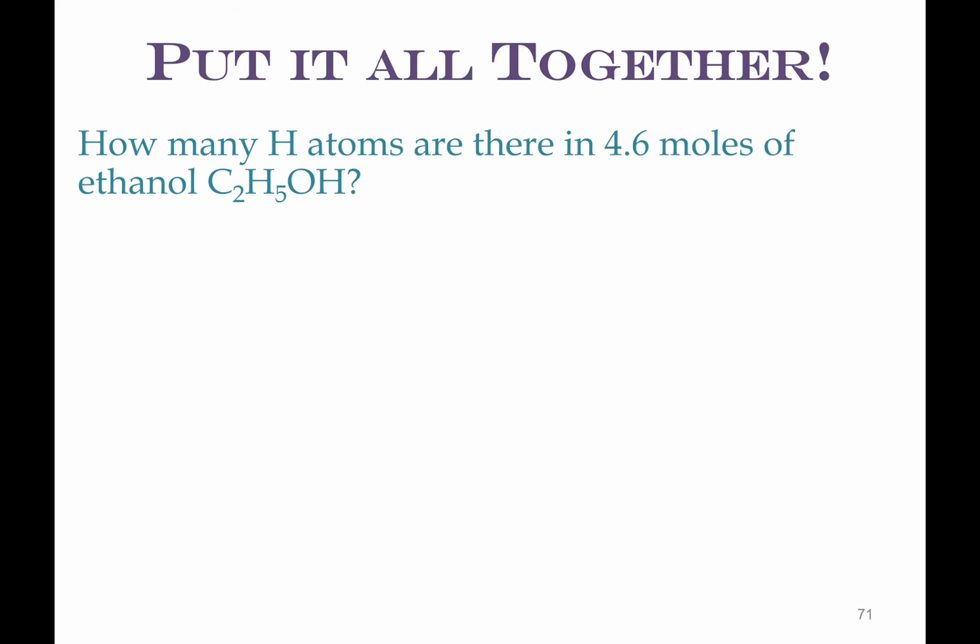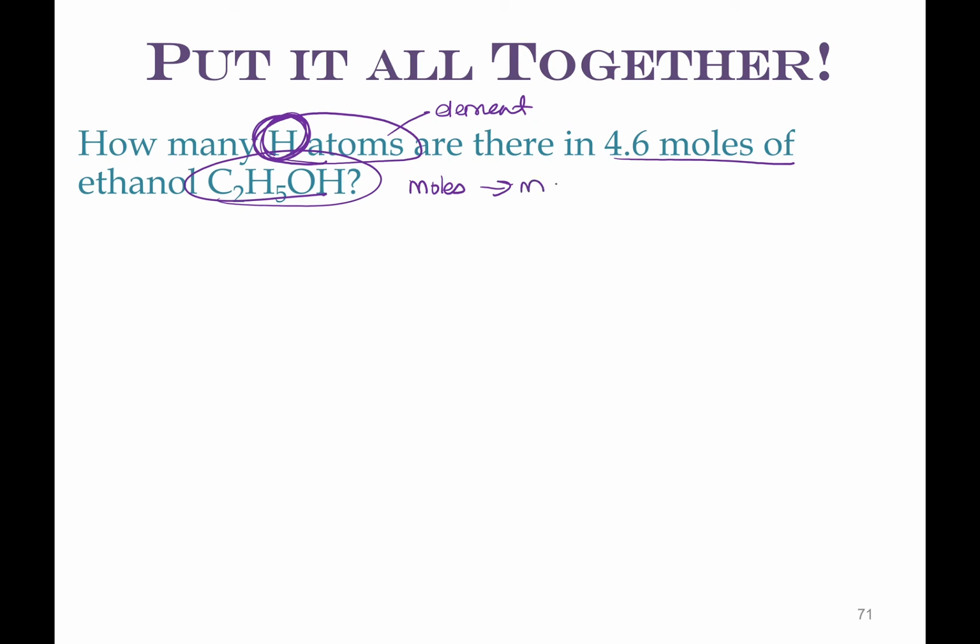How many hydrogen atoms are there in 4.6 moles of ethanol? I'm asking you a different question this time. So this time we have moles. We want to go from moles to atoms, but not just atoms. We want to go to hydrogen atoms. And remember, if you have the word atoms, it has to go with an element, and ethanol is not an element. So first we need to go either, well, there's more than one way to skin this cat, but I'm going to say we're going to go to molecules first, and then from molecules to atoms of hydrogen.